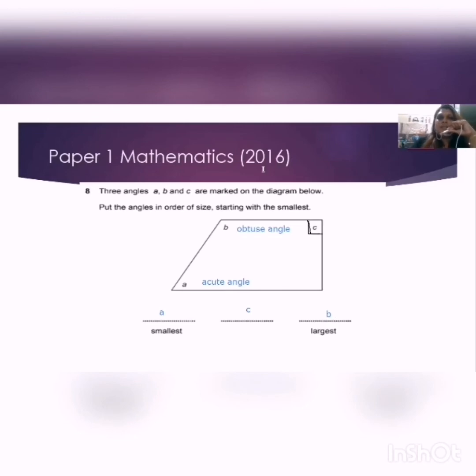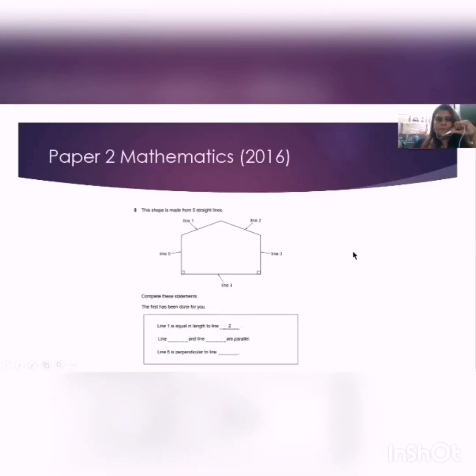Okay, let's move to the next question here. This shape is made from 5 straight lines: line 1, line 2, line 3, line 4, and line 5. They want us to complete these statements here. The first has been done for you. Line 1 is equal in length to line 2. Both of these are equal in length.